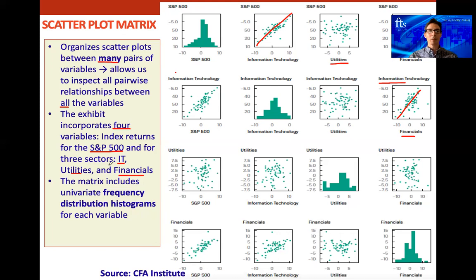Lastly, you would have noticed these things that look like our histograms from before. The matrix includes univariate frequency distribution histograms for each variable. For example, if you have IT on the vertical axis and IT again on the horizontal axis, then we end up with a type of frequency distribution histogram. There's utilities, and financials. Great.